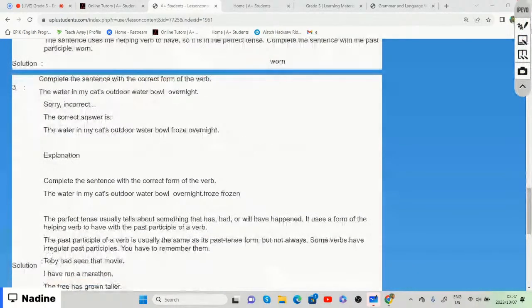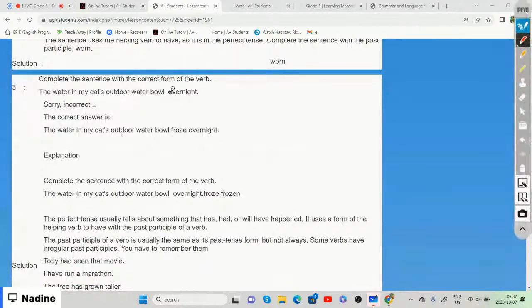The water in my cat's outdoor water bowl, do we say it froze overnight or it frozen overnight? We need to choose one of these correct words to complete the sentence with the correct form of the verb. Froze or frozen overnight?